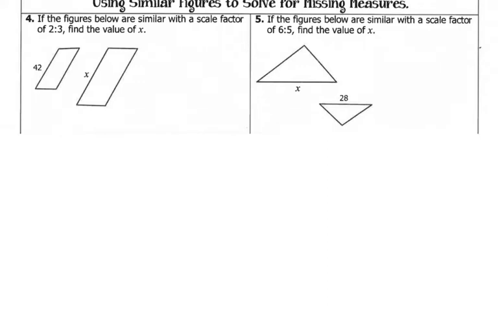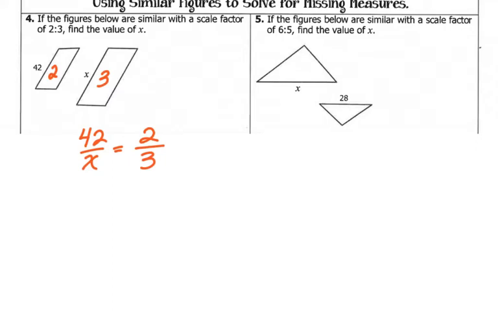Now you can see this one is the smaller one, so that gets the 2, this gets the 3, all right? So we're going to set up a proportion. If we say 42 over x, we'll write 2 over 3 on the other side. So we want to compare the side measures. So we set them equal to the ratio values that we've been given in the question.